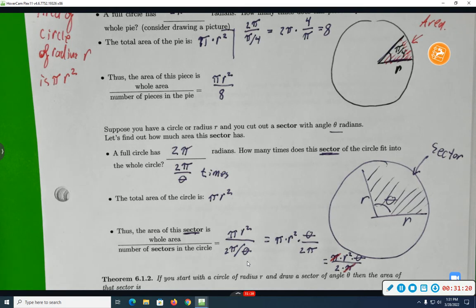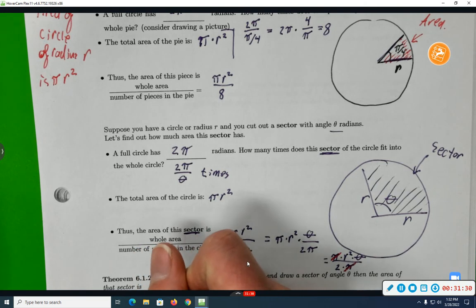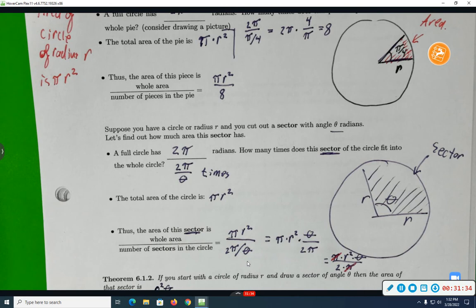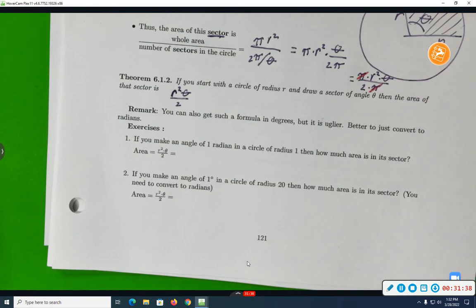The formula for a circle of radius r: if you start with a circle of radius r and draw a sector of angle theta, then the area of that sector is r squared theta over 2. If you have some sector whose area you want to compute, there's a formula that does the job. That make sense?